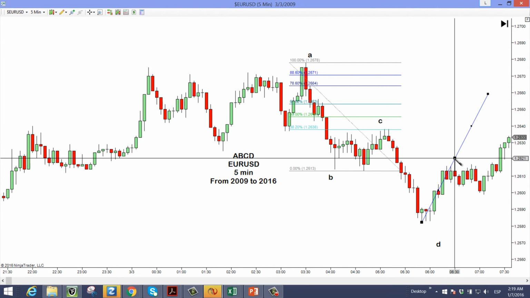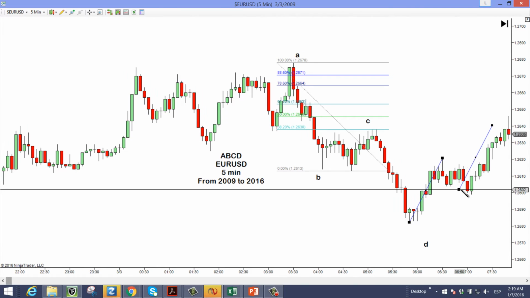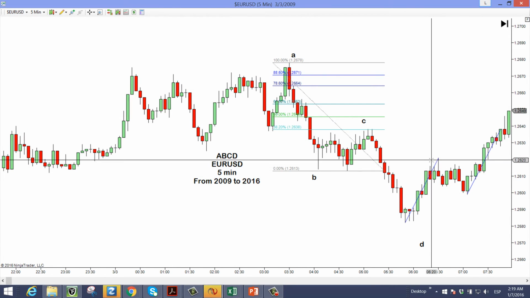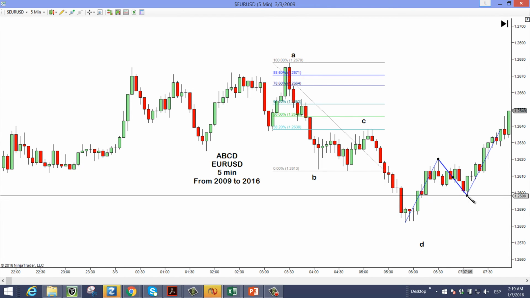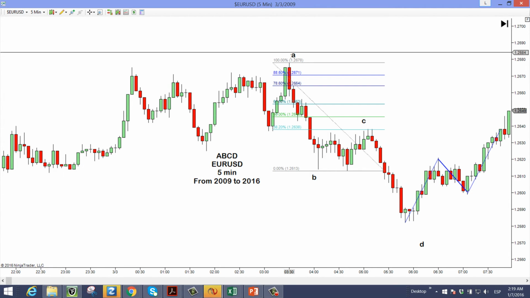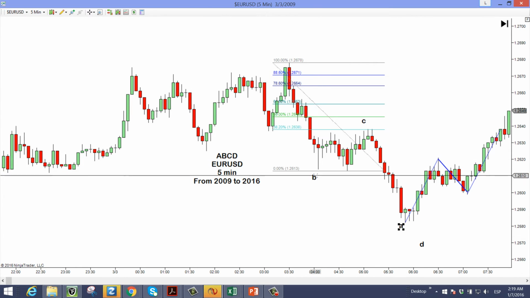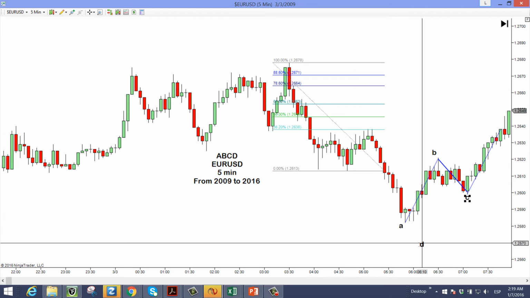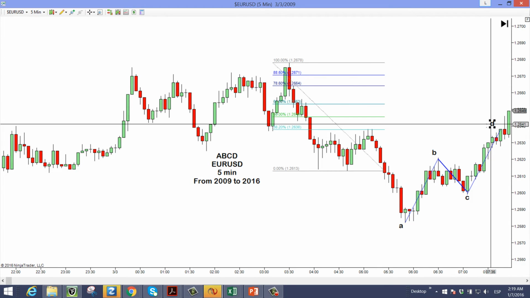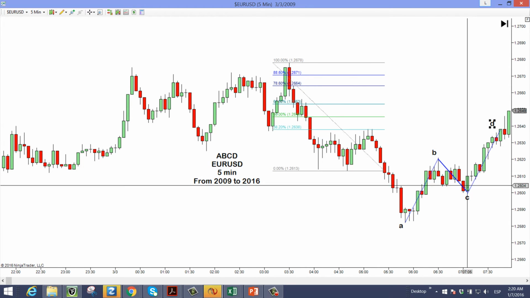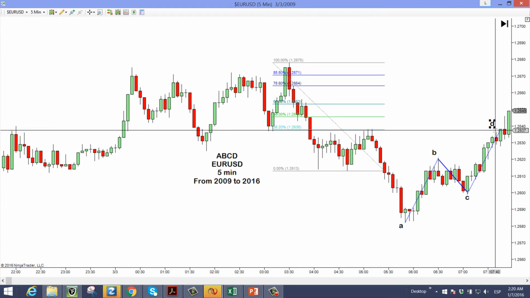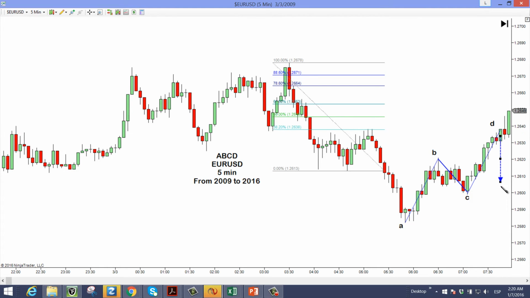scrolling my candles. Boom. I have another ABCD pattern right here. Let's put the letters once again. This is A, this is B, this is C, this is D. Okay, and my rule said when the price touches my D level, I'm going to make an aggressive entry, looking for a move to the other direction.